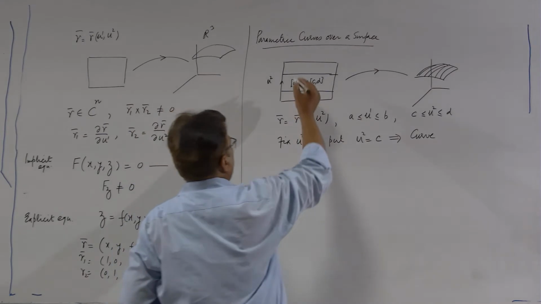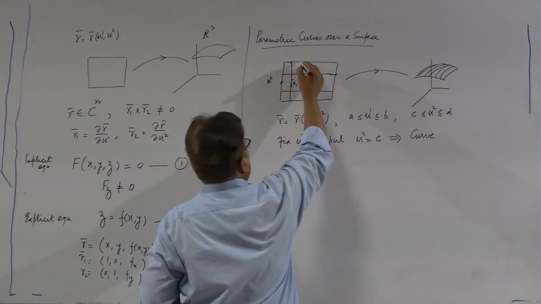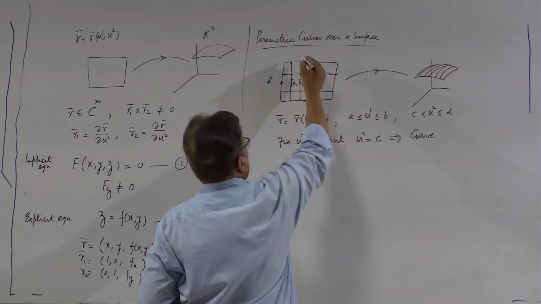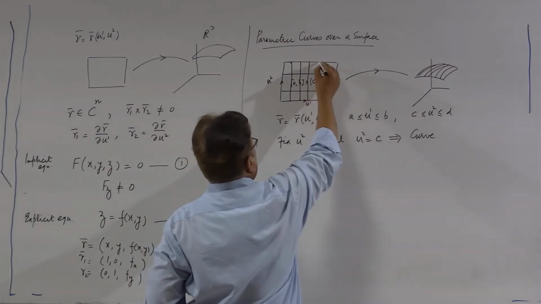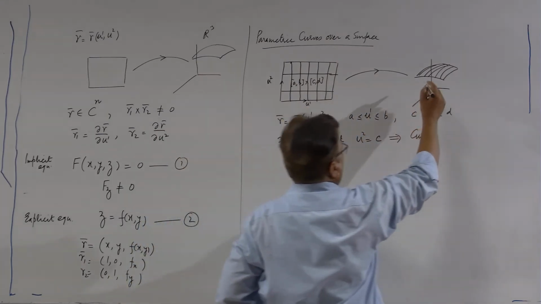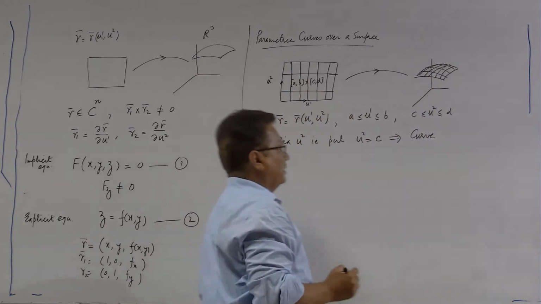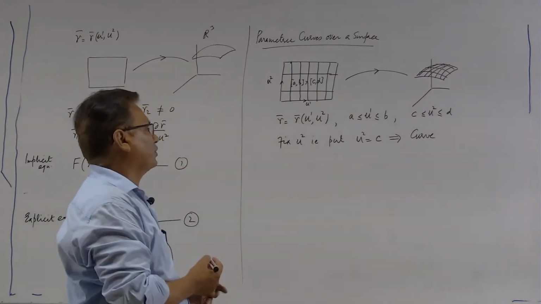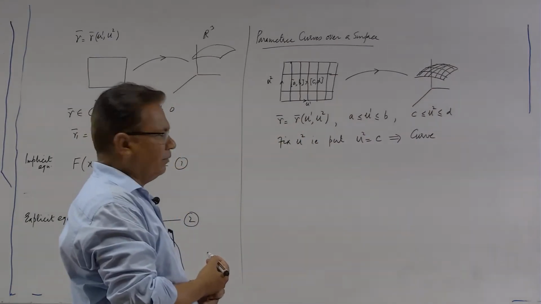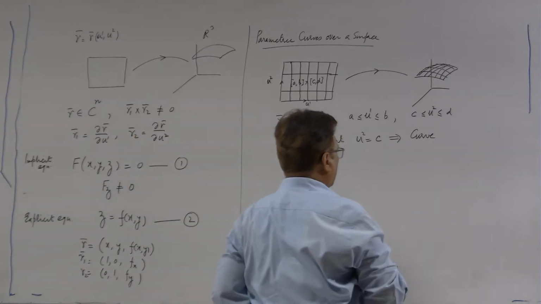Similarly, if you fix u1 as constant, you will get these lines, and the image of these lines under this function will be these curves. So, these curves over a surface are called parametric curves. So, putting u2 equal to constant gives you a curve.